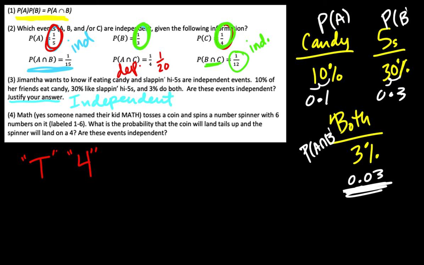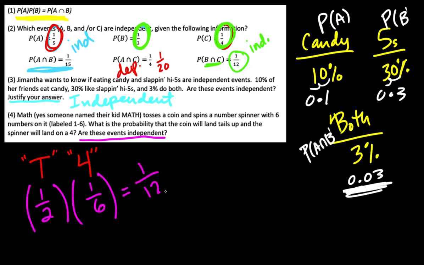Well, so we want to find the individual probabilities. So tails is 1/2. The 4 is going to be 1 out of 6 because there's only one spot that has a 4. And we're going to assume that it's evenly spaced and all of that is fair. Now, are these events independent? If we flip a coin, it's not going to change how the spinner spins. And if we spin the spinner, it's not going to change how the coin flips. So it's reasonable to believe that these are independent. And since they're independent, if we want to find the probability of both things occurring, we just multiply them together. So 1 times 1 is 1, 2 times 6 is 12, and so the probability of both of those happening is 1 out of 12.